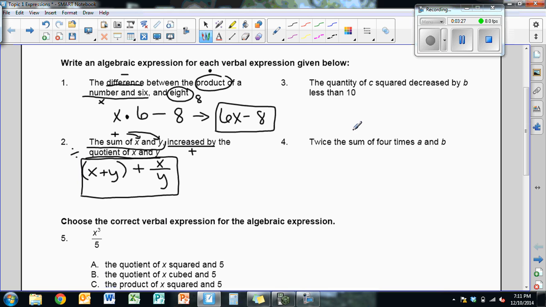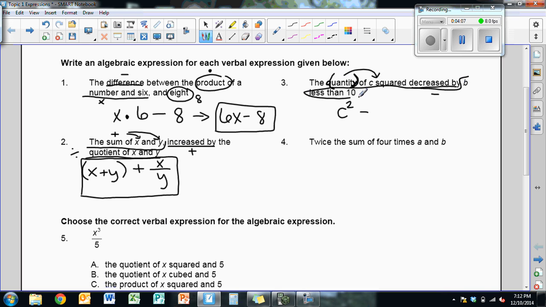Number 3, the quantity of c squared decreased by b less than 10. Again, let's start by breaking it down. Quantity means parentheses. And I like to remember that by the curlies on each side of your q and your y. Together, those make parentheses. So we have the quantity of c squared. So this is our quantity, c squared. And c squared is being decreased by something else, which tells us to subtract. It's being decreased by a whole other unit going on here.